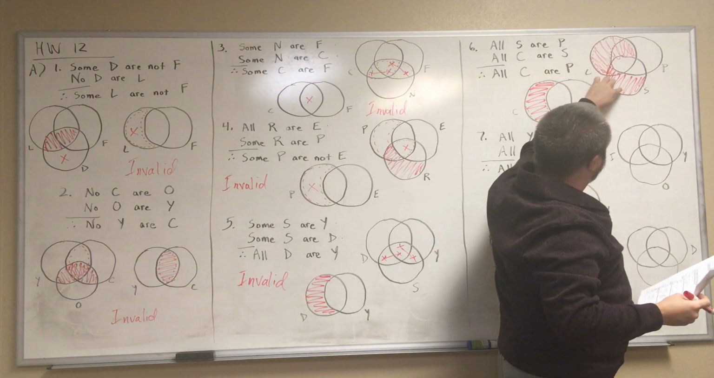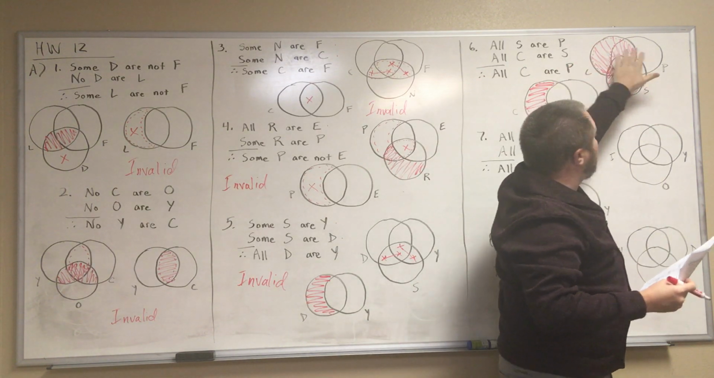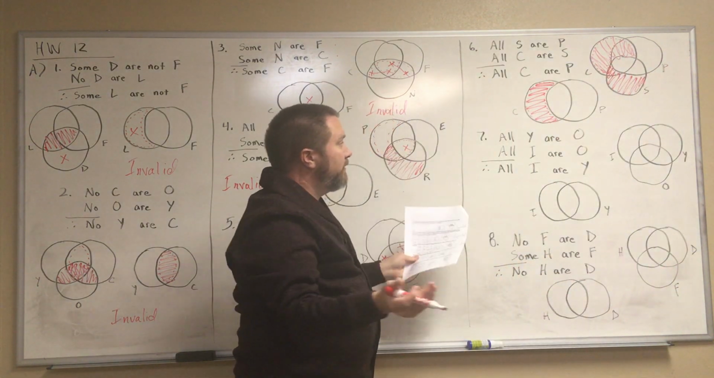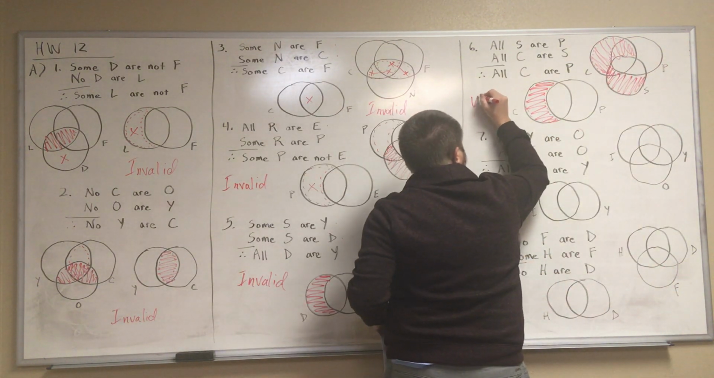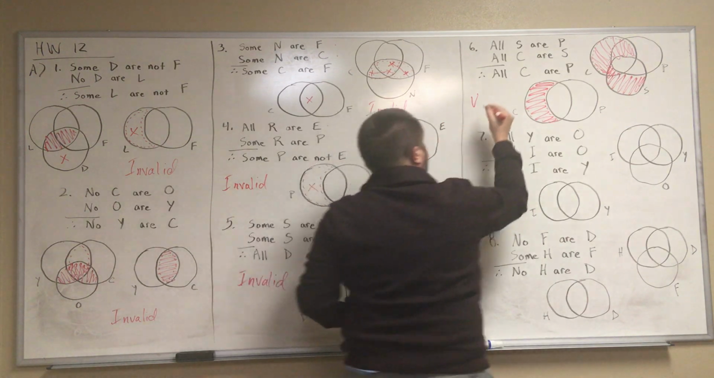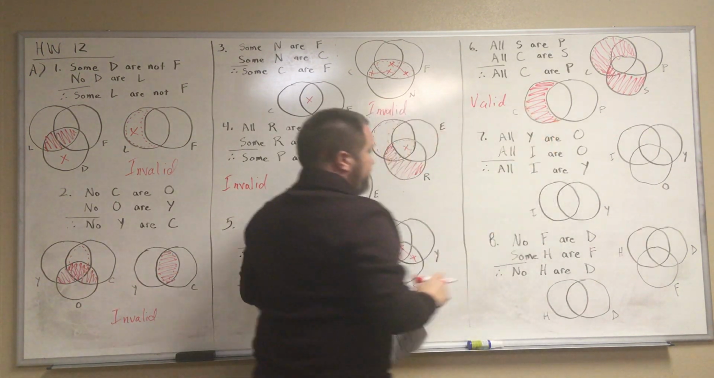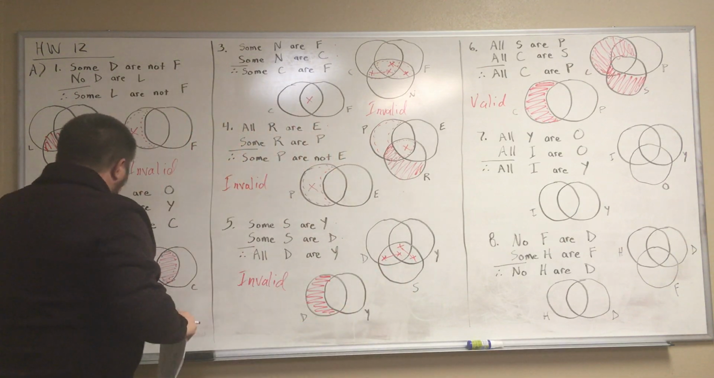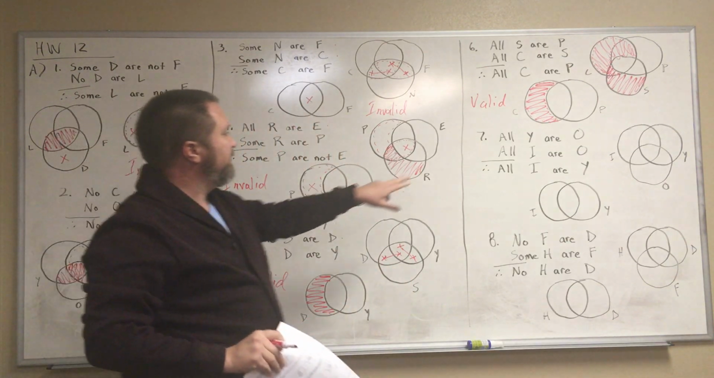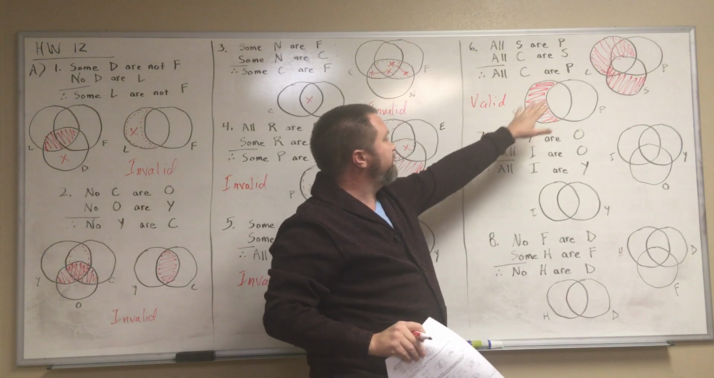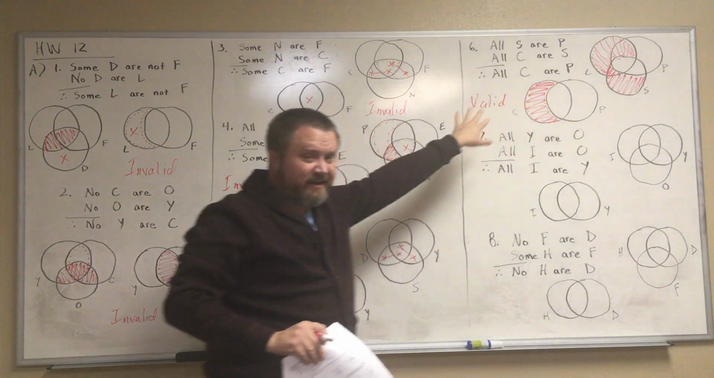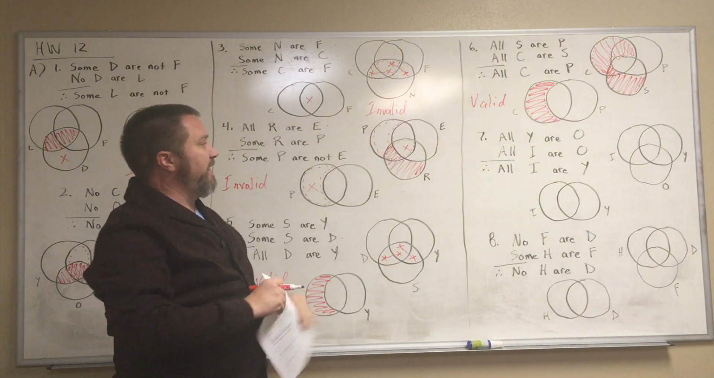Part of it is shaded off from the bottom here. It doesn't matter where. We have some extra shading. But as long as it's telling us the information that we're asking for in the conclusion, it can give us extra information. It's valid.